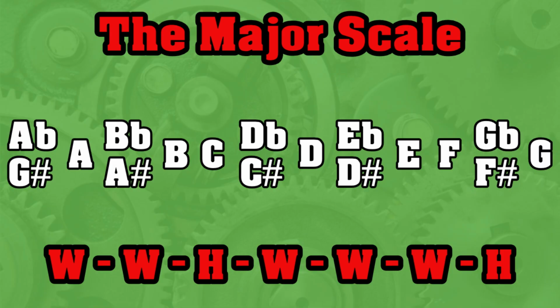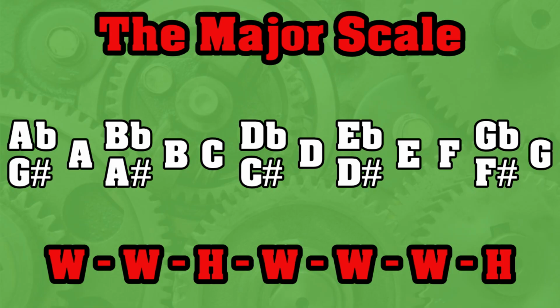because there's no sharps or flats in the C major scale. If you start on the note C, a whole step higher is the note D, whole step higher is E, half step higher is F, whole step is G, whole step A, whole step B, half step C. So your C major scale has no sharps or flats in it.